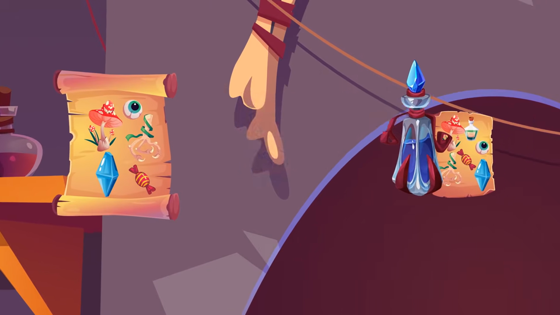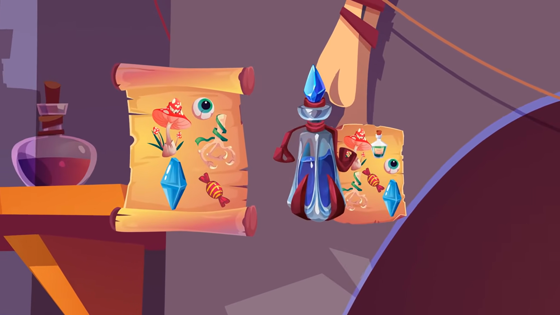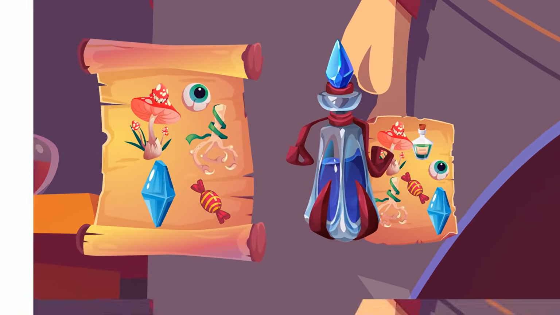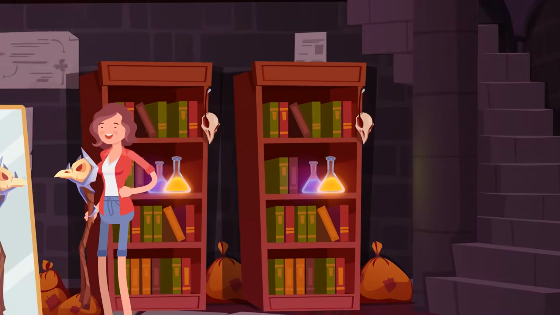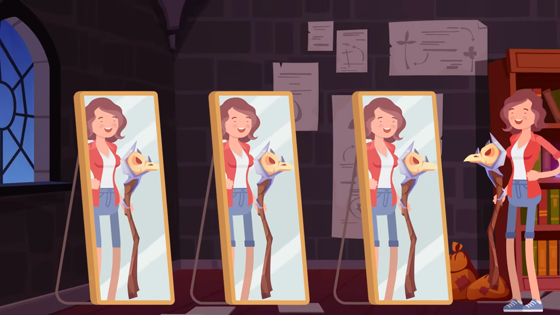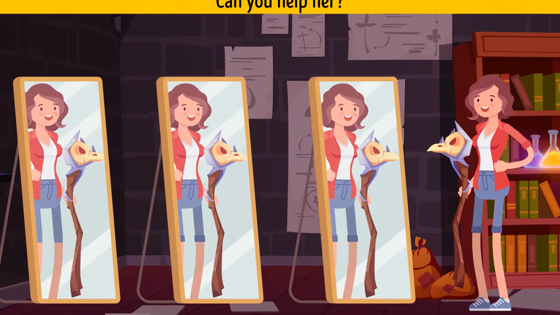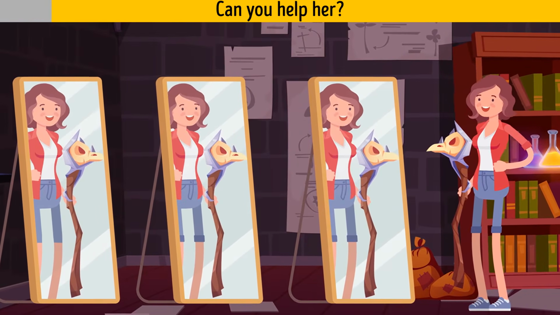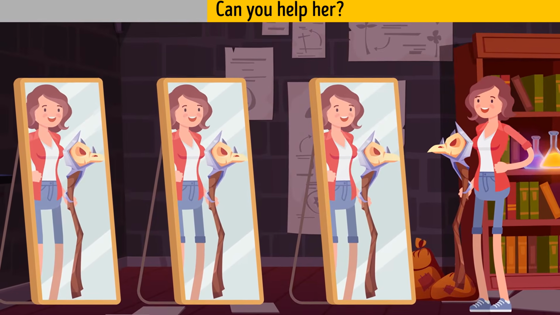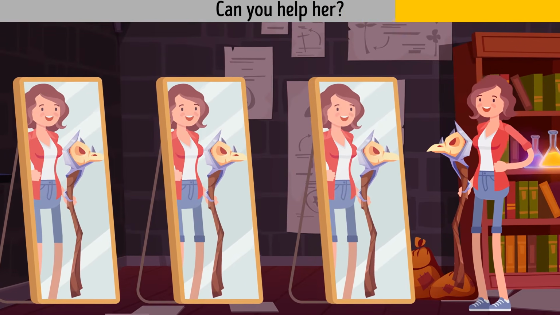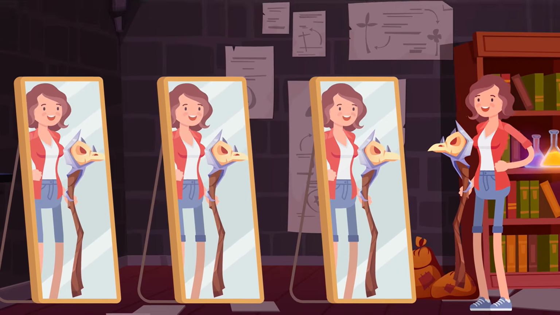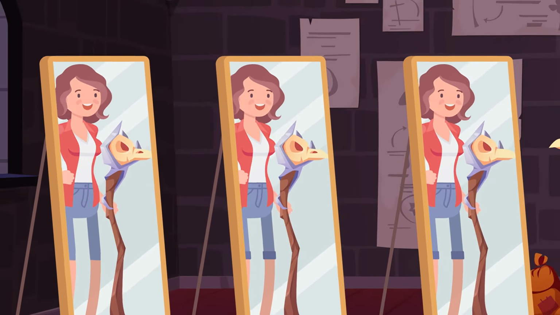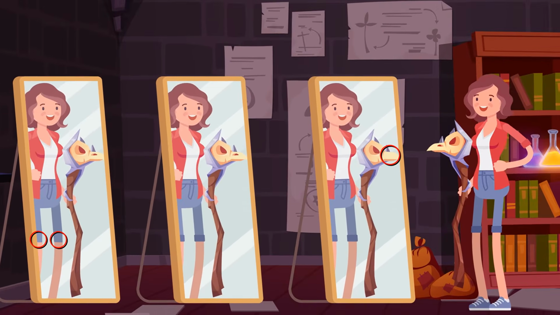Only the 3rd bottle has all the required ingredients, so Sally should grab it. Sally succeeds and gets the job. Now her task is to go to the storage and find a fake mirror. Can you help her? Only the 2nd mirror shows the correct reflection, so the remaining 2 are fake.